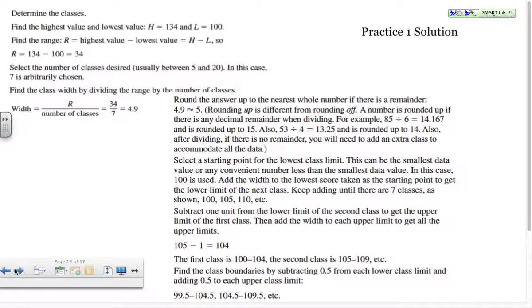Here's a solution. Here's another opportunity for you to pause and go through the solution. Now, one thing: when I do a notebook quiz and I ask you for a practice problem, I'm looking for it in your own words, in your own work.